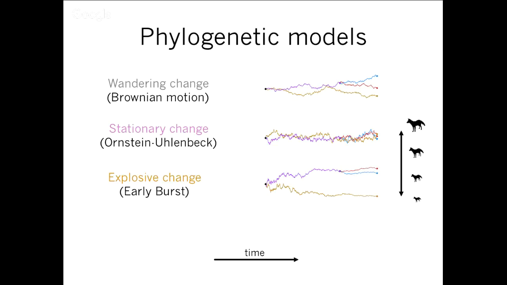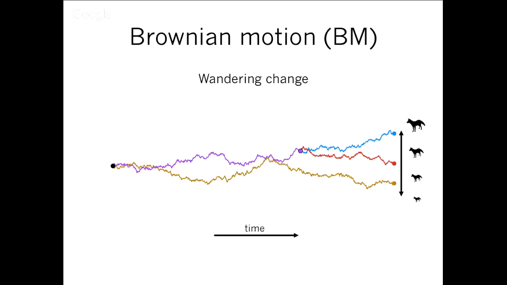So here are three relatively commonly used models. We have a Brownian motion, an Ornstein-Uhlenbeck, and an early burst model from top to bottom. The first model is a Brownian motion model that's typically described as a model of wandering change. And the idea is that you have some optimum that's changing slowly over time, and different lineages are attracted towards that optimum. I've colored the branches here only to tell them apart. They don't have any meaning apart from being able to identify independently evolving lineages.